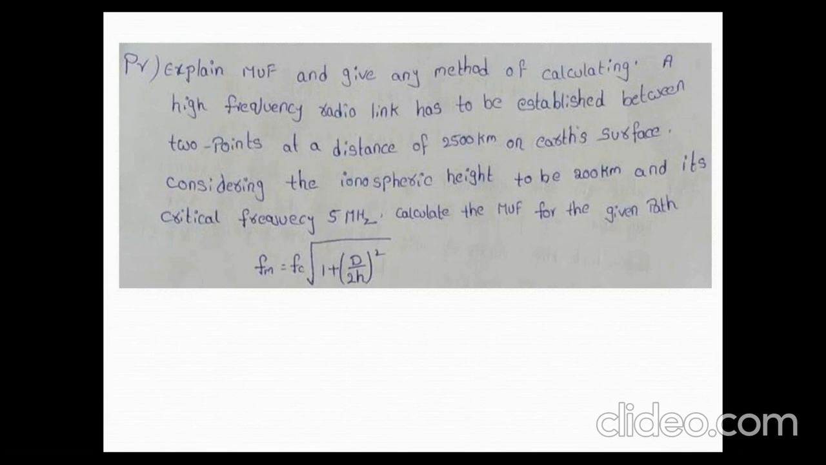A high frequency radio link has to be established between 2 points at a distance of 2500 kilometers on Earth's surface, considering the ionospheric height to be 200 kilometers and its critical frequency 5 megahertz. Calculate the MUF for the given path. The formula we can use is Fm equals Fc into square root of 1 plus (d by 2h) whole square. Solve this and quickly tell me the answer.